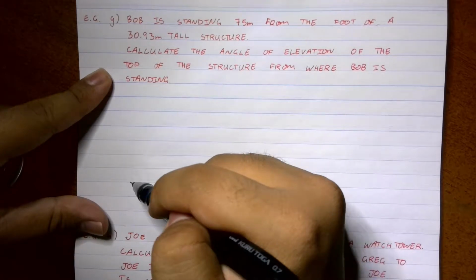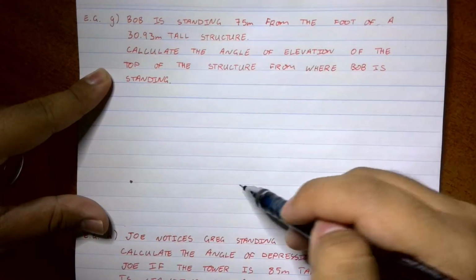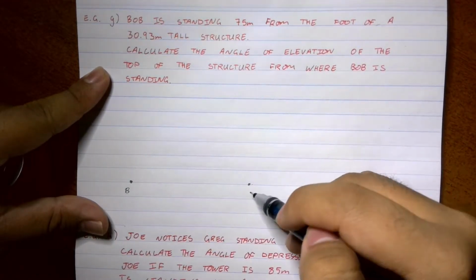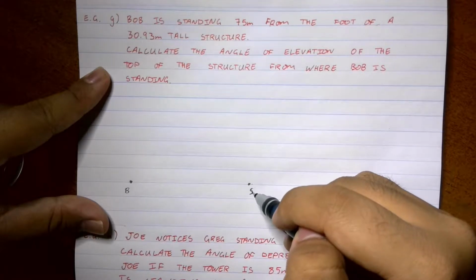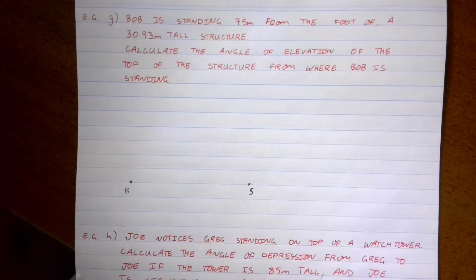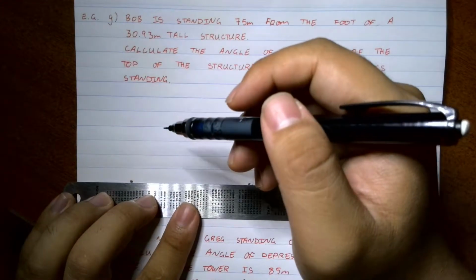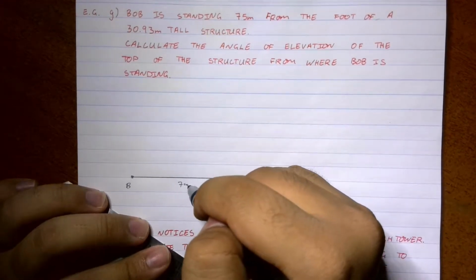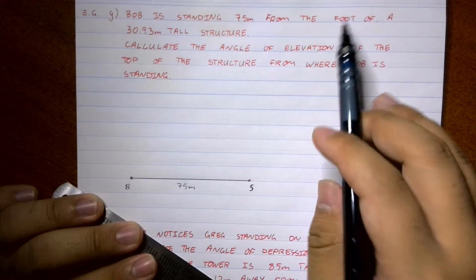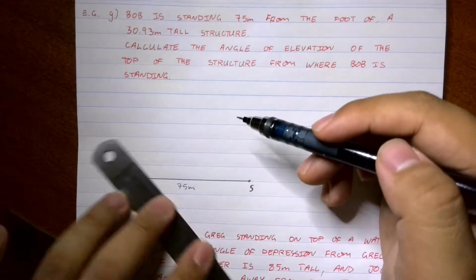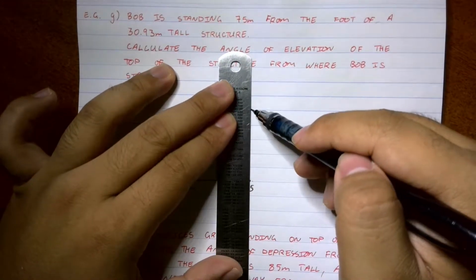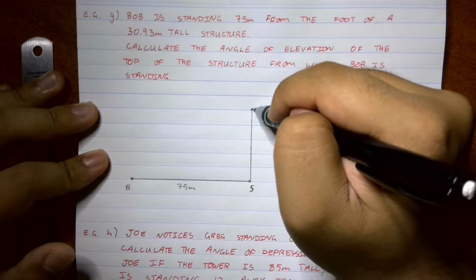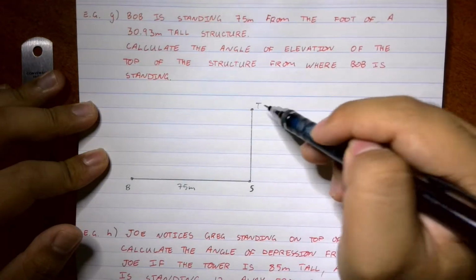So here's Bob, and here's the foot of whatever structure it might be. Let's put B for Bob and S for structure. It's the foot of the structure, and we know he is 75 meters away from it. That is 75 meters. We don't know what the structure is going to look like, so let's just draw a pole or a stick to represent it. I'm pretty sure you've noticed that's how I go about drawing these structures. And here's the top of that structure.